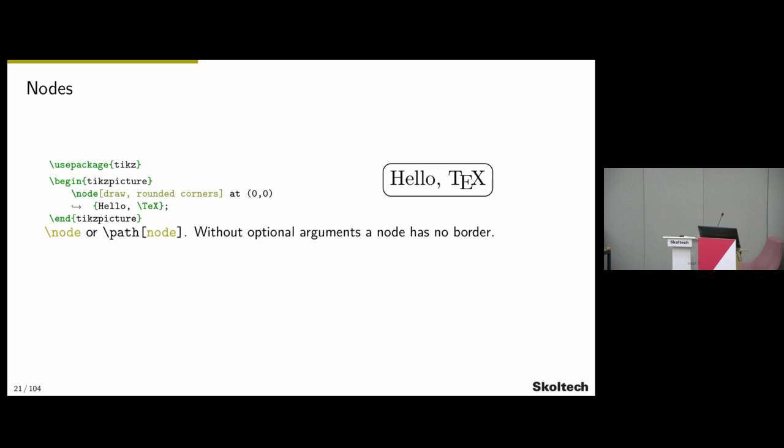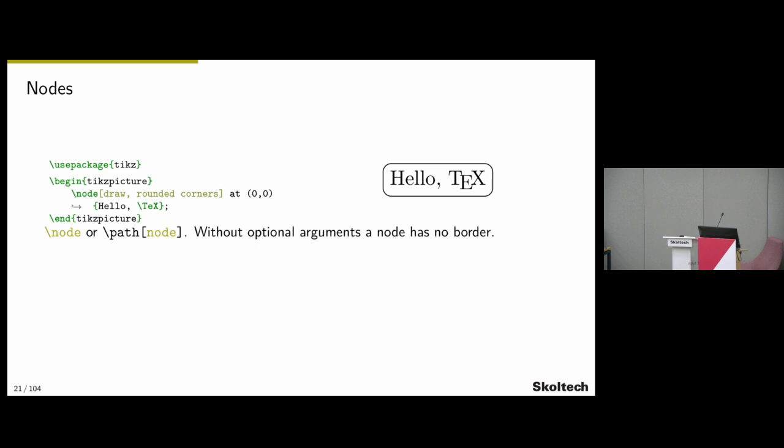The next thing that we will talk about is the command node. This command lets you create some text inside some figure. For me, it's very similar to autoshapes in Word, inside which you can add some text and connect them and so on. The nodes are very similar. To create a node, we use the command node. In the square brackets, we give the parameters for how this node should appear. In our case, for example, it has rounded corners. Then we tell at which coordinate we want this node to exist. In this case, the coordinates don't matter.